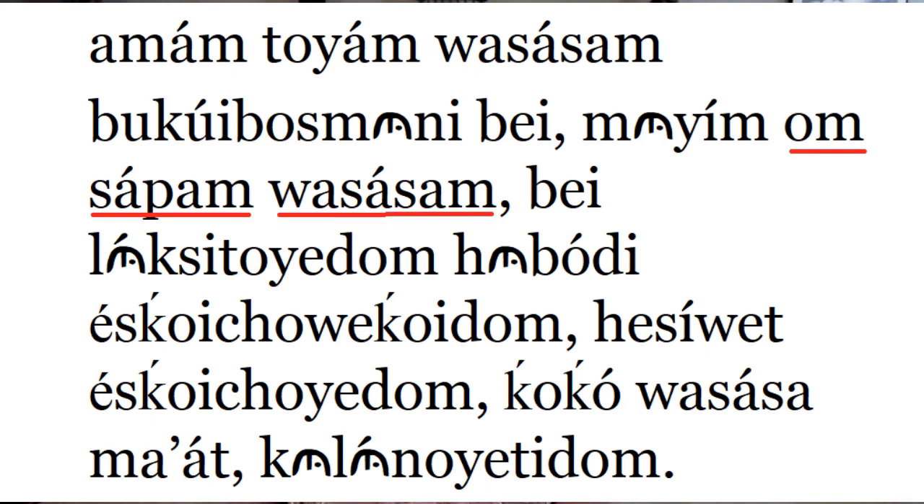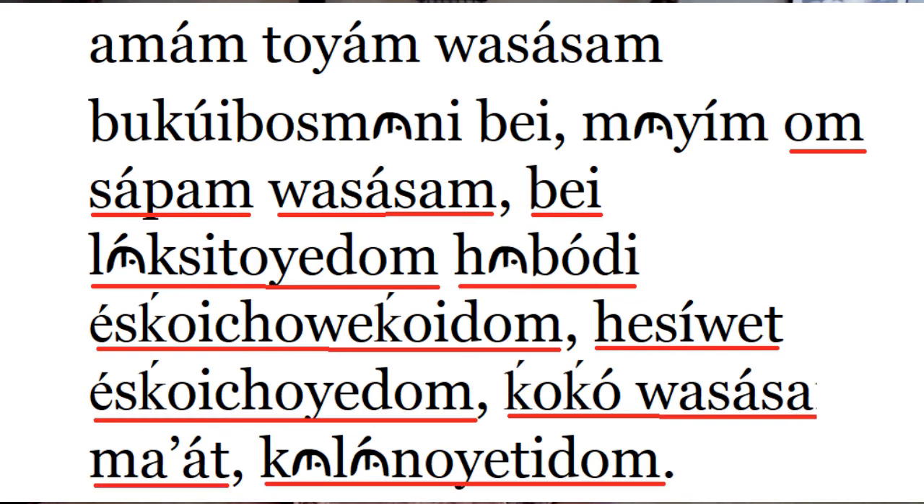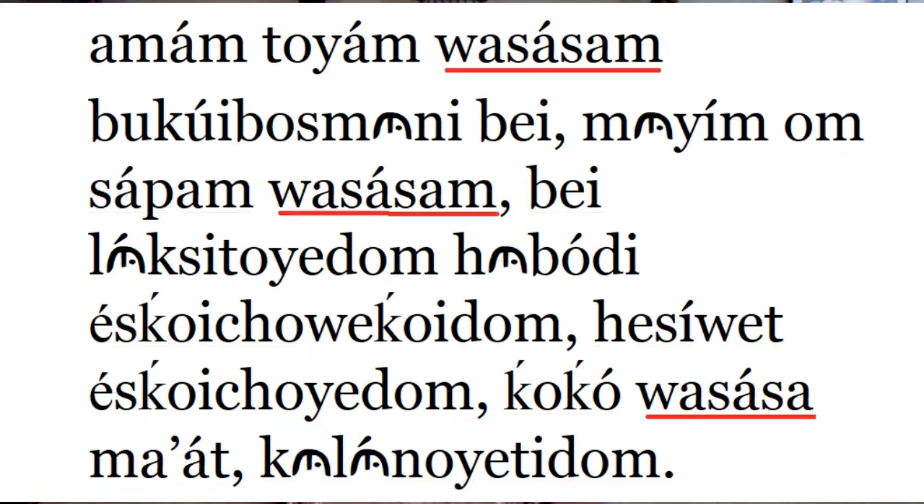Notice that she uses wasasam, stuff or thing, to show something like or some kind of. Om sapam wasasam, something like a wood rat. She's not sure because it's dark. Toyam wasasam, that light thing, whatever kind of light it was. Since she was a little kid, she might not have known or maybe doesn't remember what kind of light it was exactly. Was it a candle? Was it a lantern? Toyam wasasam.